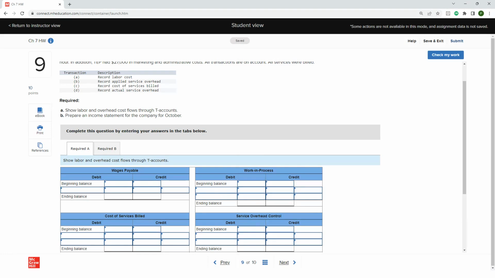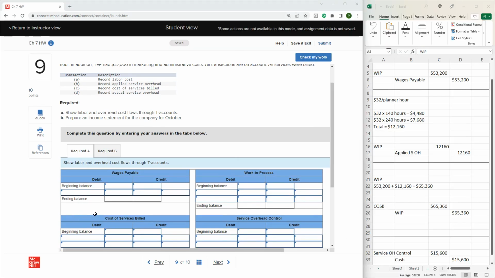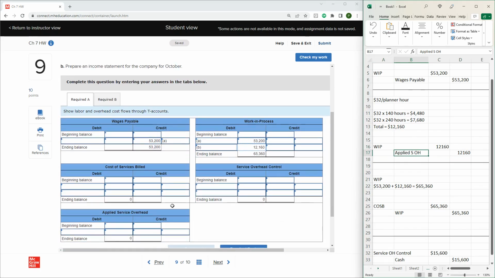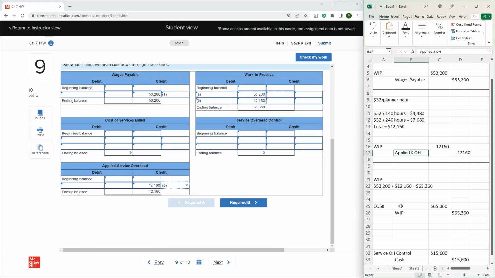For B, we have a debit to work in process of $12,160, so we'll put that here, and applied service overhead credited for $12,160. And we'll designate it as the B transaction. For C, our cost of services billed is a debit of $65,360. Work in process is where the amount came from, so we're going to credit that $65,360. Once we do that, we see that our work in process balance is now 0.